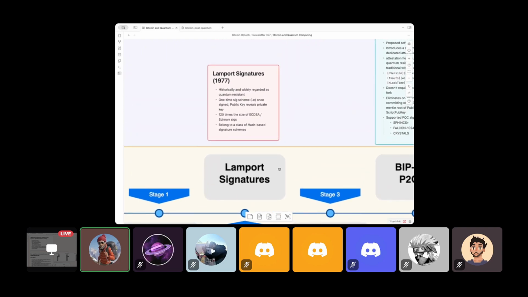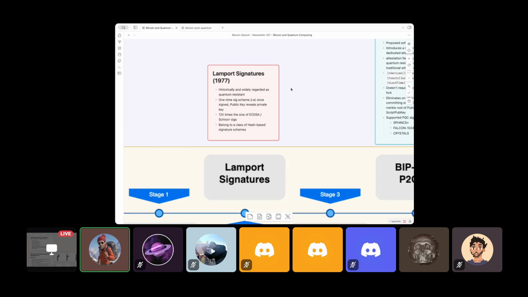Then came Lamport signatures. Now Lamport signatures are looked at as an important development which can help us migrate towards a post quantum Bitcoin protocol. Lamport signatures are not new. They have been there from like 1979 or 77. Because they have been there for a long time, people have worked on it, tested it, broken it, written a lot of proofs around it, and that is why it is widely regarded as a promising quantum resistant signature scheme that we can move on to.